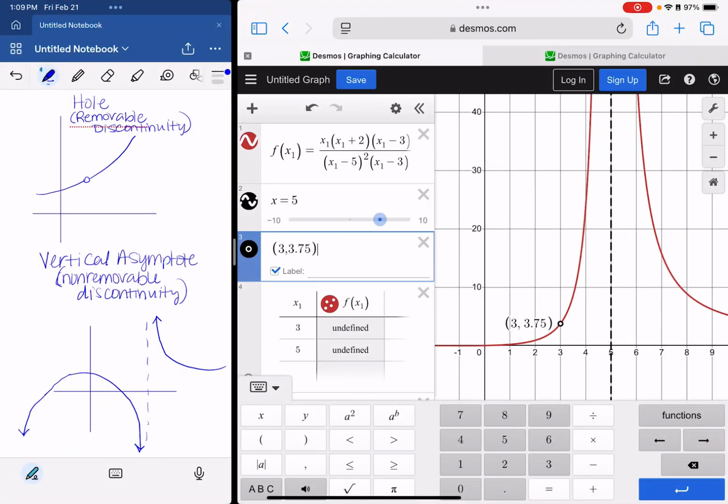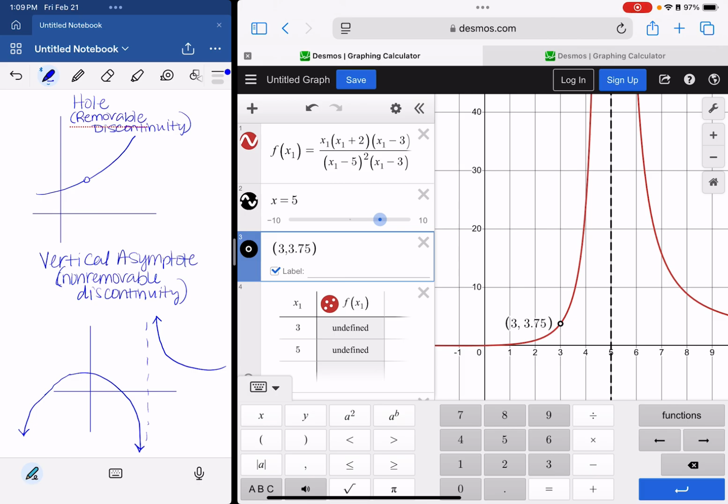Okay, today I want to clarify a few concepts because I think from the responses in the discussion board that you're not quite understanding the difference between what a hole in the graph would be for a rational function, or any function for that matter, as compared to what a vertical asymptote looks like for a function.